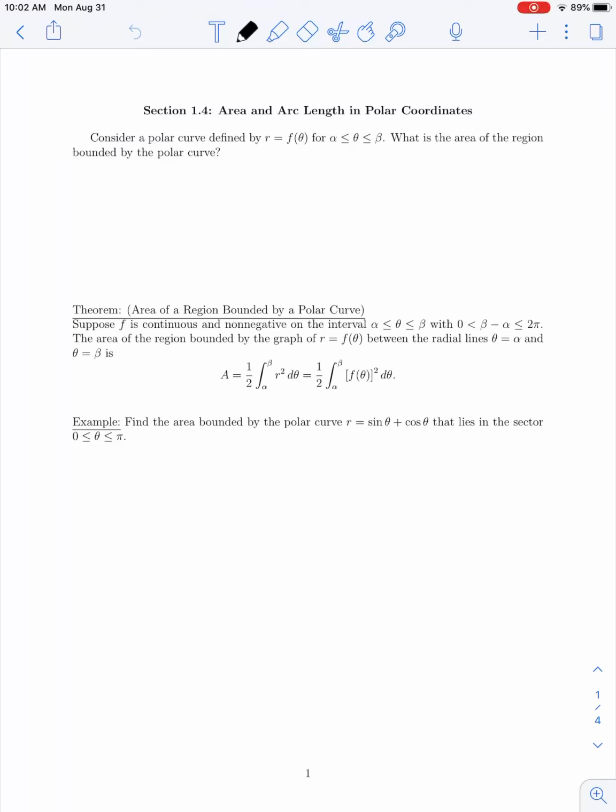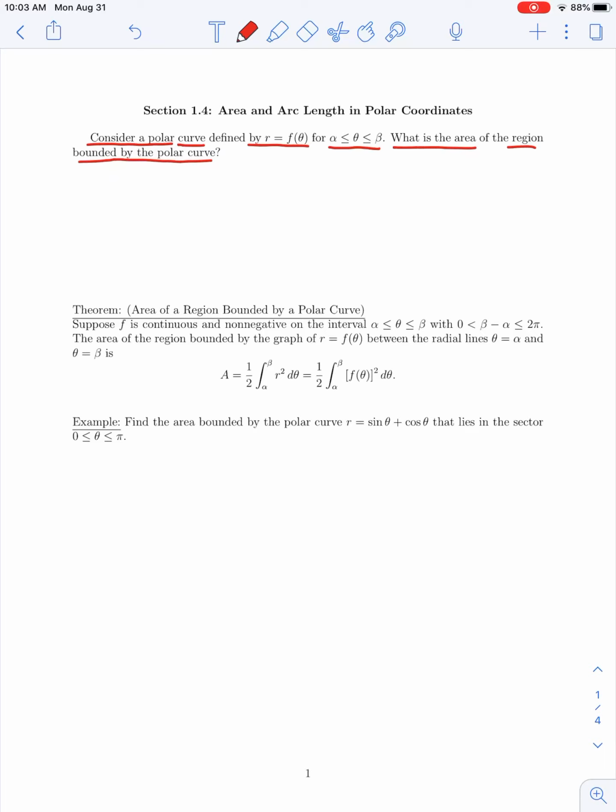Okay, in this lecture we're going to cover our section 1.4 material on area and arc length in terms of polar coordinates. So the first part of this section will deal with the area of a region bounded by a polar curve. To set up our problem of interest, suppose that we have a polar curve defined by the equation r equals some function of theta for values of theta from alpha to beta.